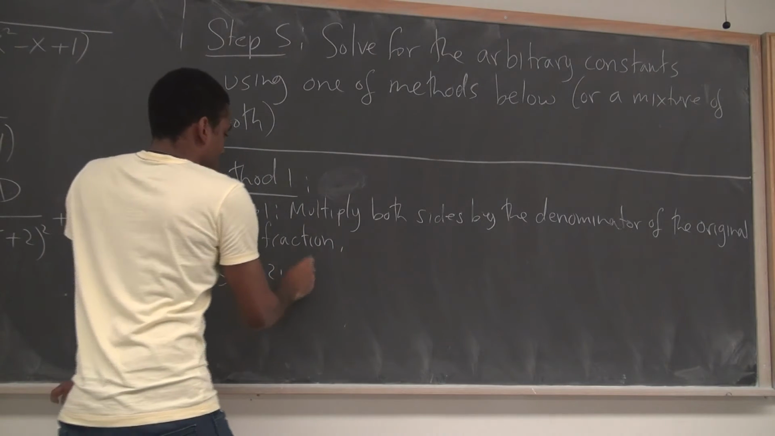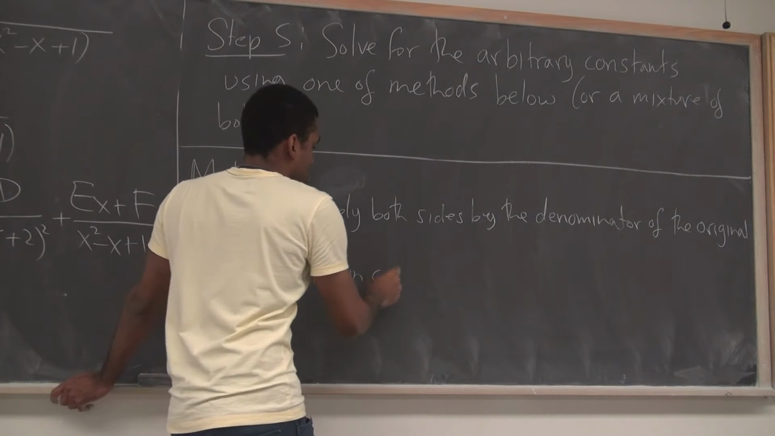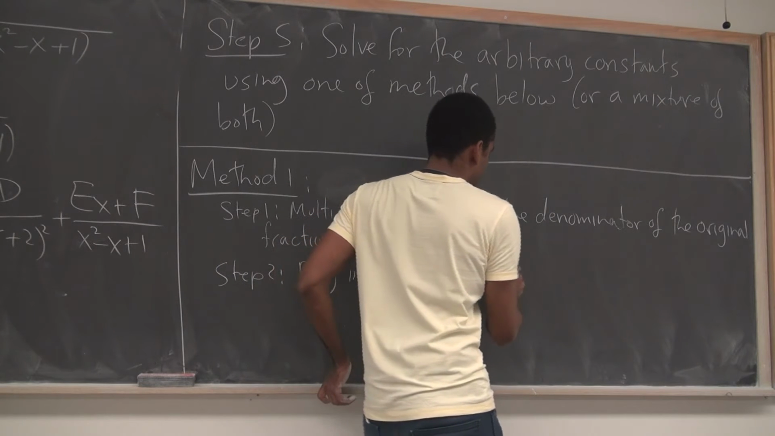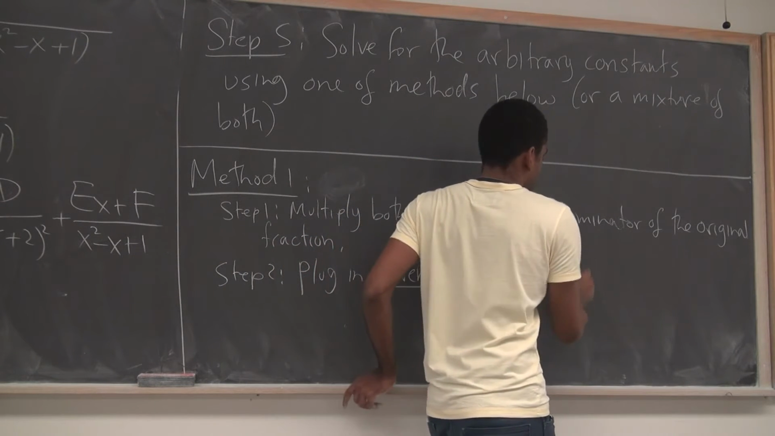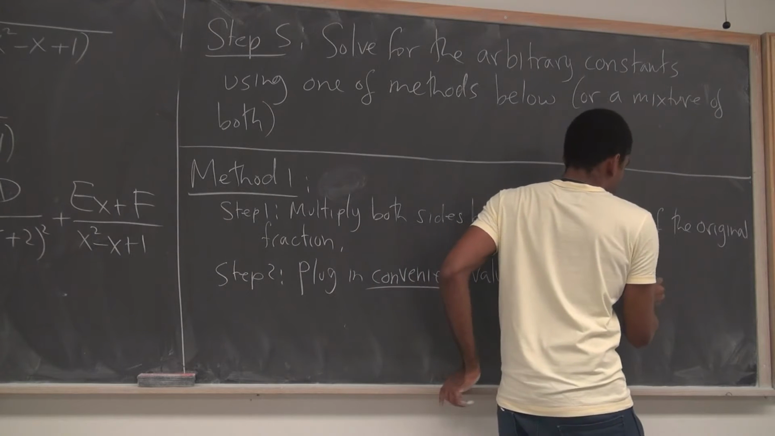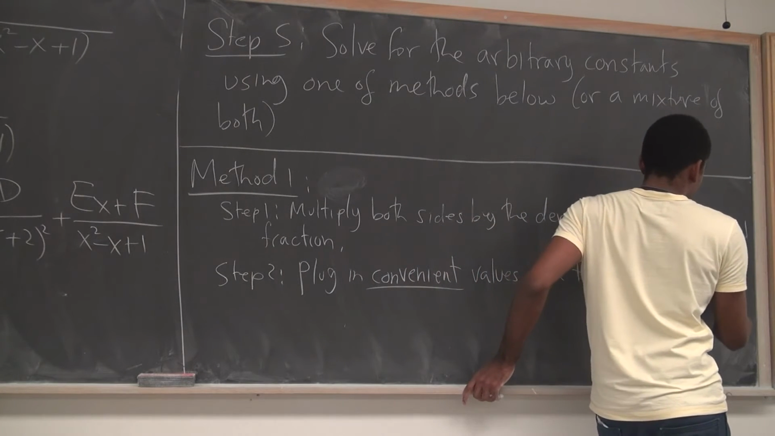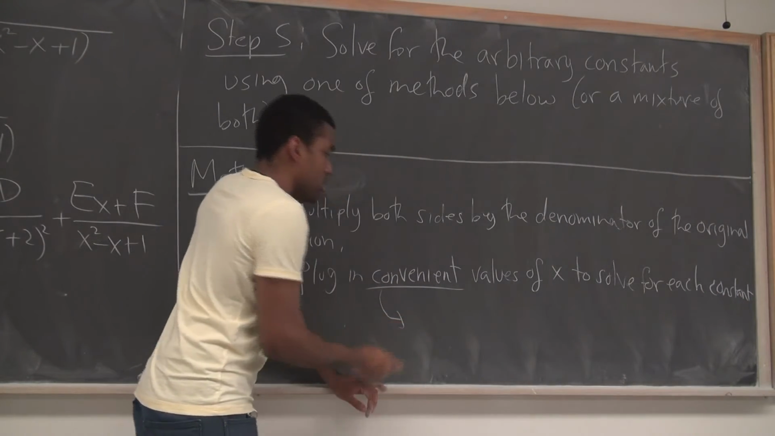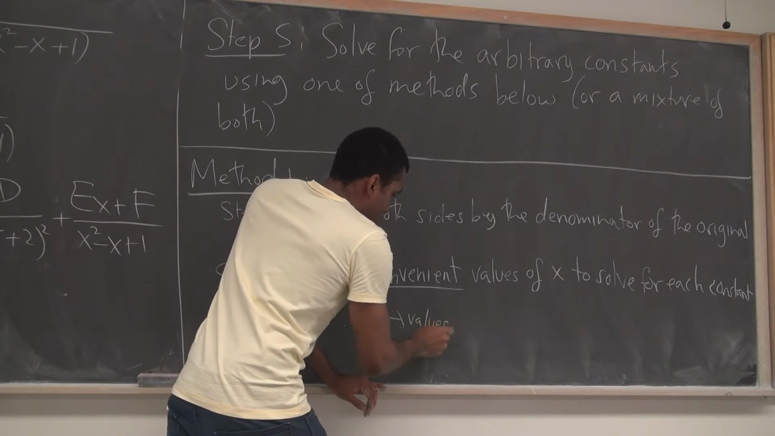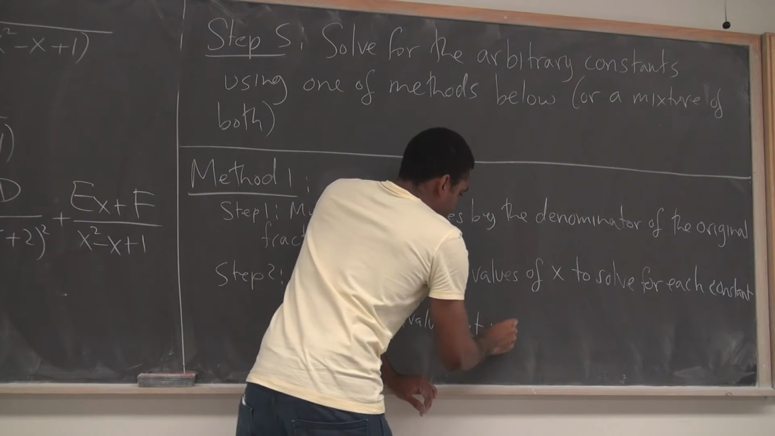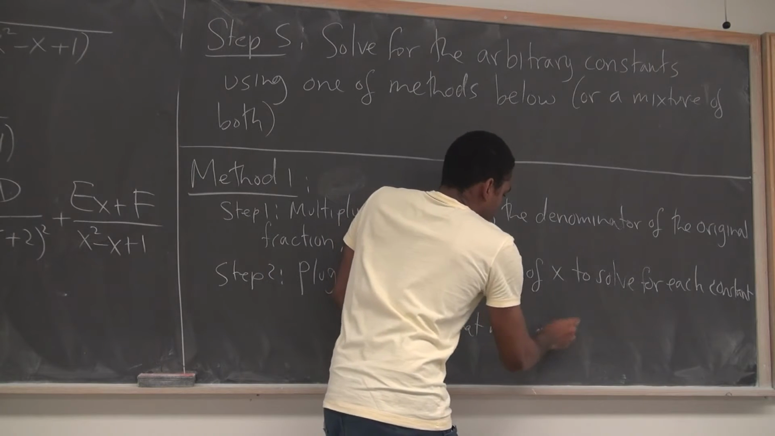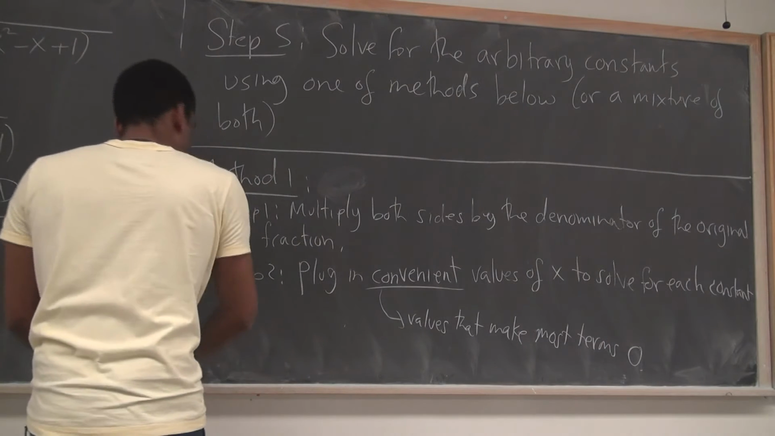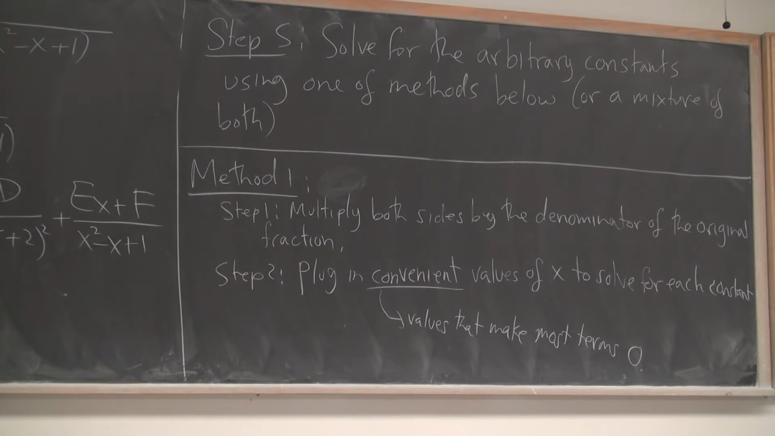Step 2, plug in convenient values of x to solve for each constant. By convenient values, I mean values that make most terms 0. Let's see what I'm talking about.